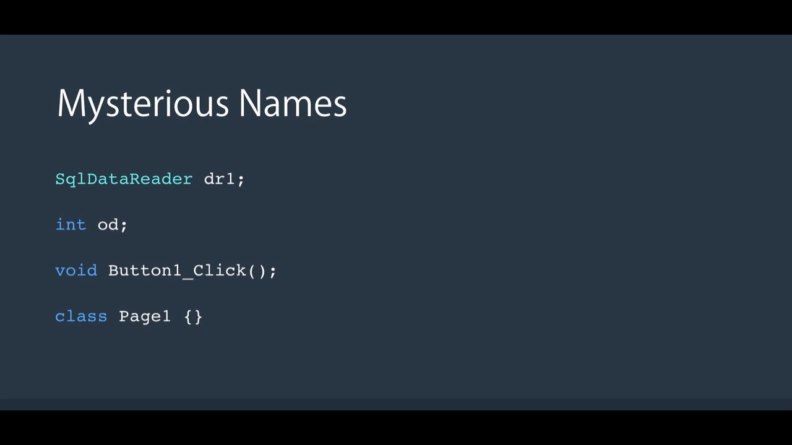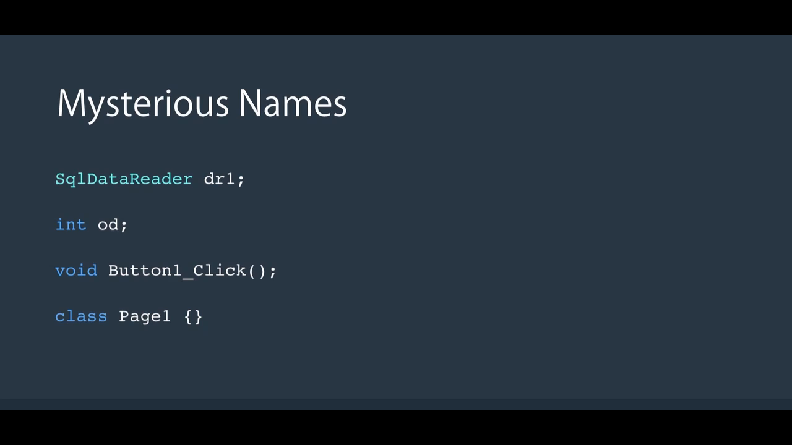In this case, what does DR1 mean? What is OD? What is button 1 underline click? How is it different from button 2? What is page 1? If I see identifiers like that, I have to look somewhere else to understand the meaning of that identifier. And this is a symptom of code smell. Your code should be so clean and intention revealing so that the reader does not have to go somewhere else to understand what is happening there.